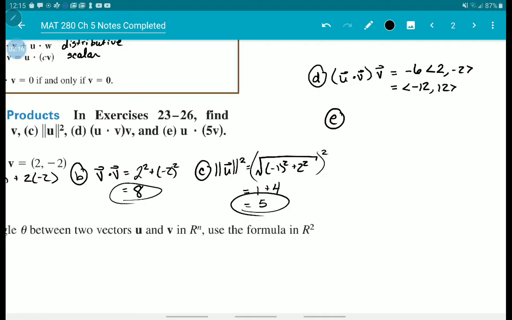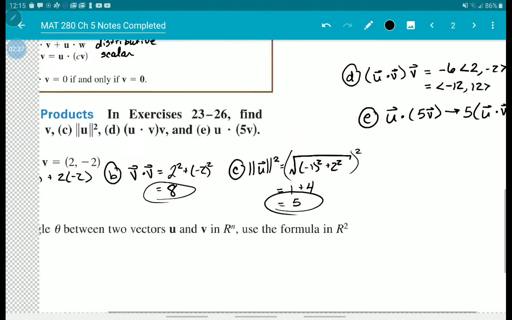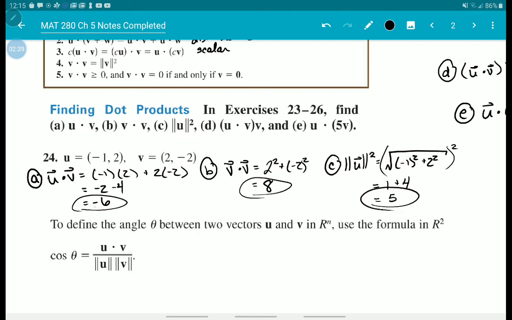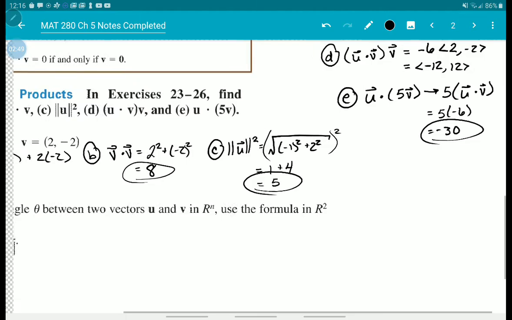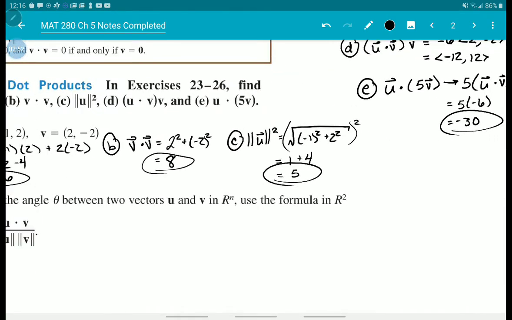And then E is going to be u dot 5v. So we could use property 3 from above. 5 is a scalar value, so this is the same thing as 5 times u dot v. And we already know what u dot v is. We found that in part A. u dot v was a -6. So this is going to be 5 times a -6, which gives us a -30. So we can use those properties to make E a little bit easier.